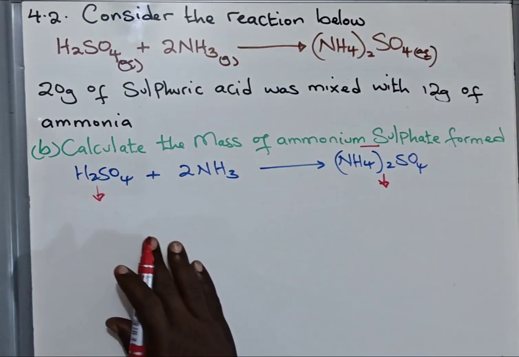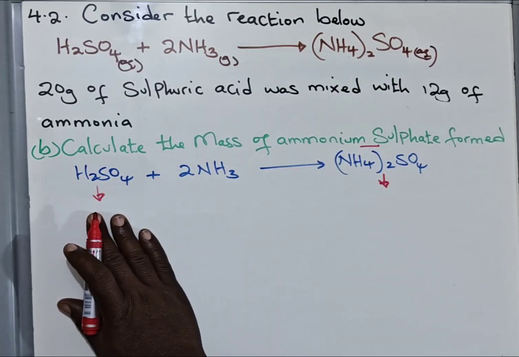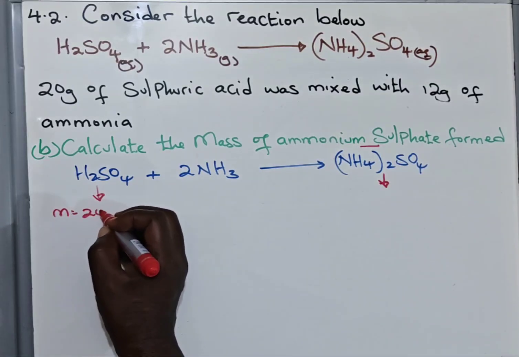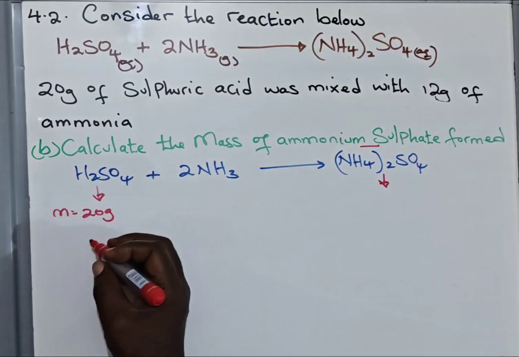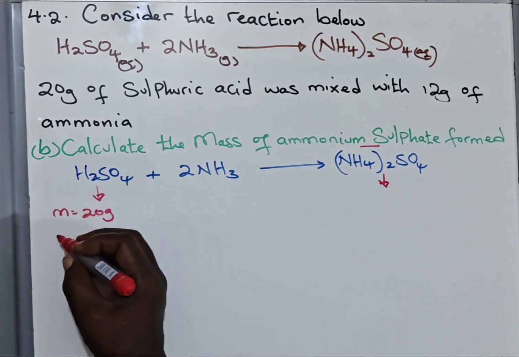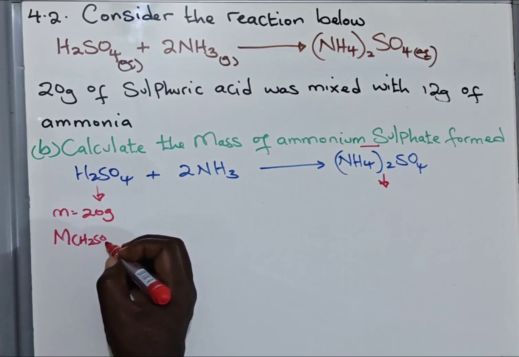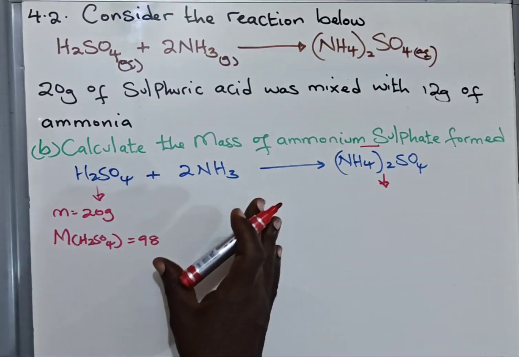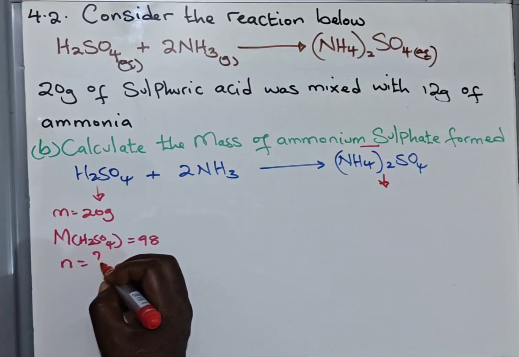Then the next step is to move from known to unknown. So what is the known in this case? The known is sulfuric acid. Why do we say it's known? We know its mass, which is 20 grams. Okay. And from there, what else do we know? We know its molar mass. We found it as 98. Okay. What else do we know? We can find its number of moles.